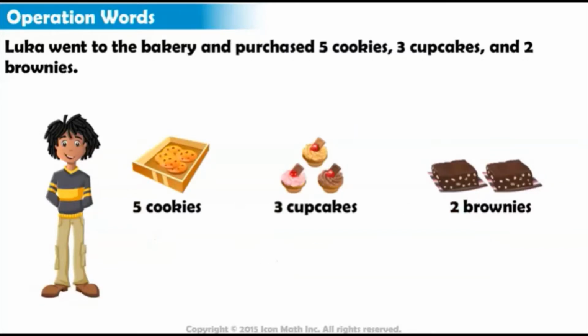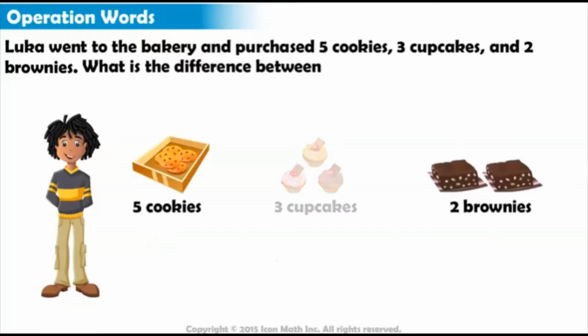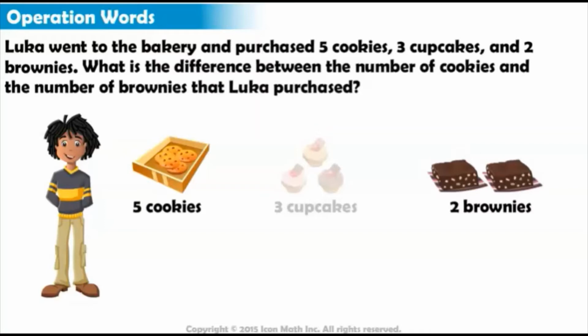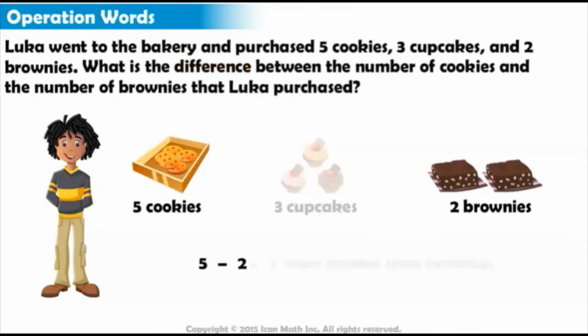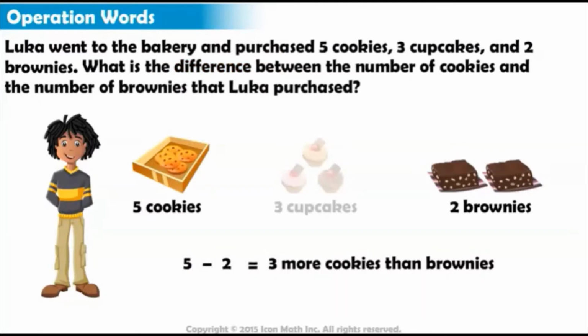Suppose the question was, what is the difference between the number of cookies and the number of brownies that Luca purchased? Do you see the clue word? The clue word here is difference. We must find the difference between the number of cookies and brownies. This means we must subtract 5 minus 2. So he bought 3 more cookies than brownies.